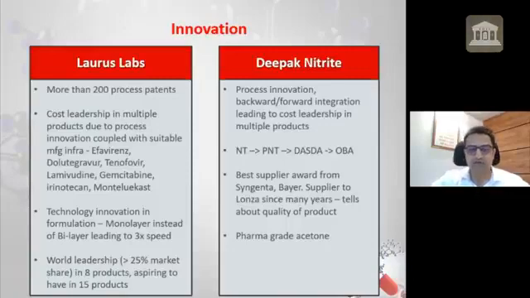When they put up the plant of phenol and acetone, the main concern was how they are going to sell the acetone in the market in such a huge quantity. But since they are able to make very high quality acetone, they are able to sell the acetone to the pharma companies.